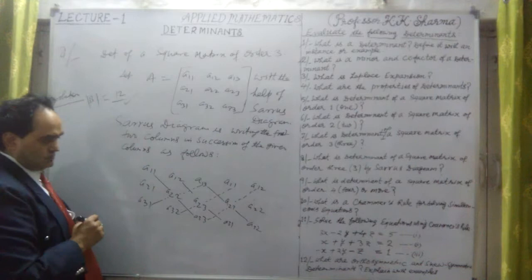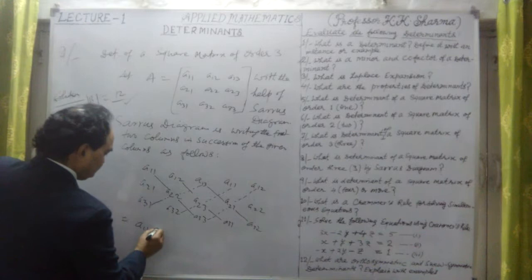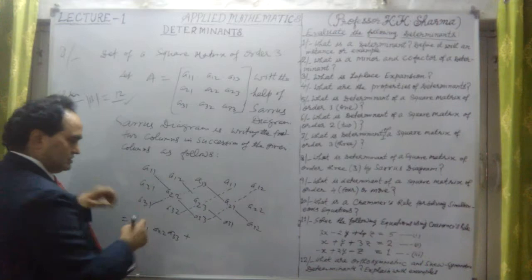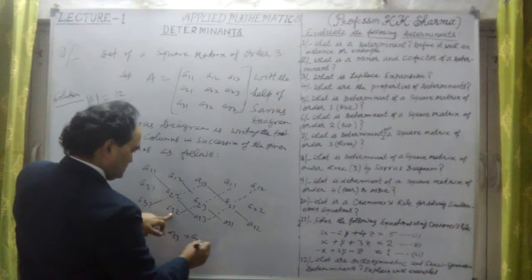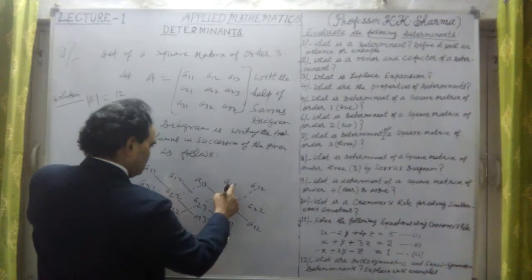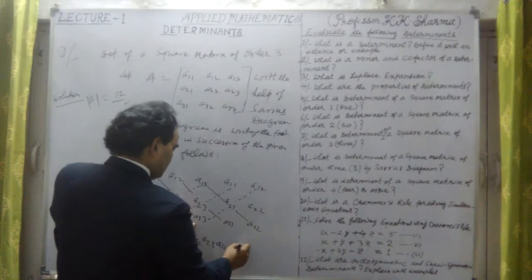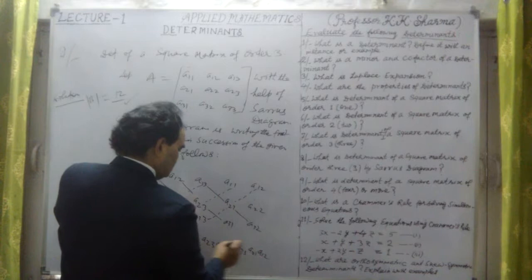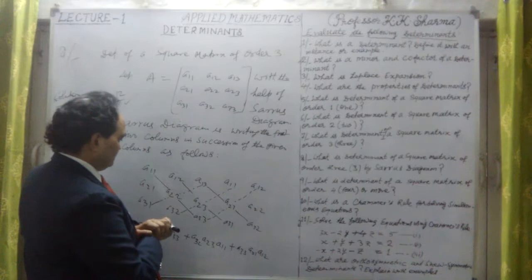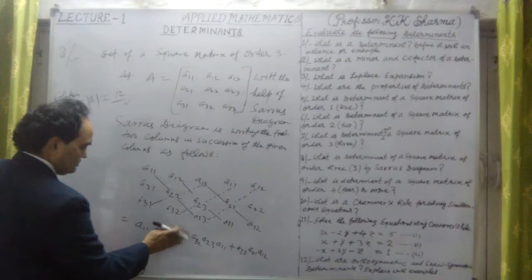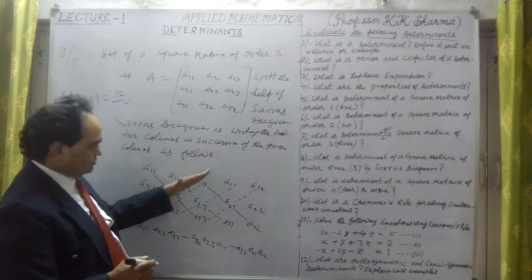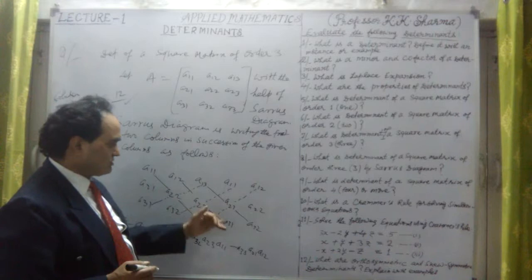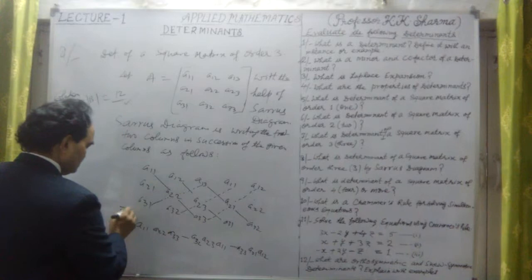Okay, so we write A11 times A22 times A33, plus sign. Here the big plus sign. Then A12 times A23 times A31, plus sign, and A13 times A21 times A32. Now with minus sign, these non-diagonal values are all negative. And all these main leading diagonal values have positive signs. First is A11. What is taken? This is okay.